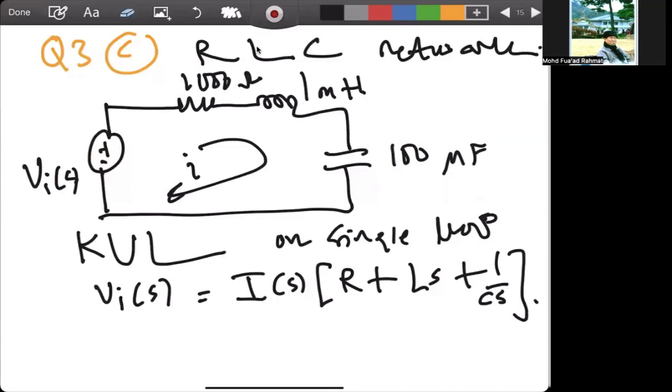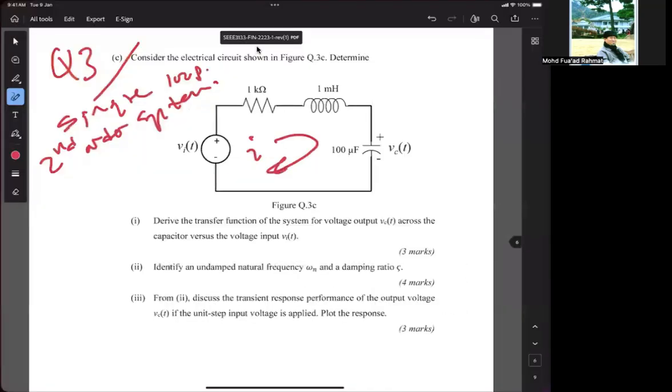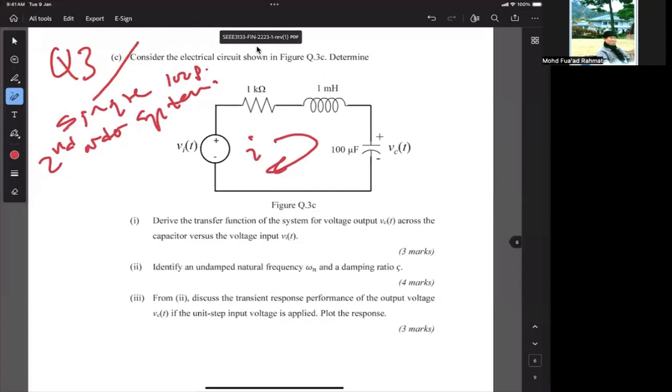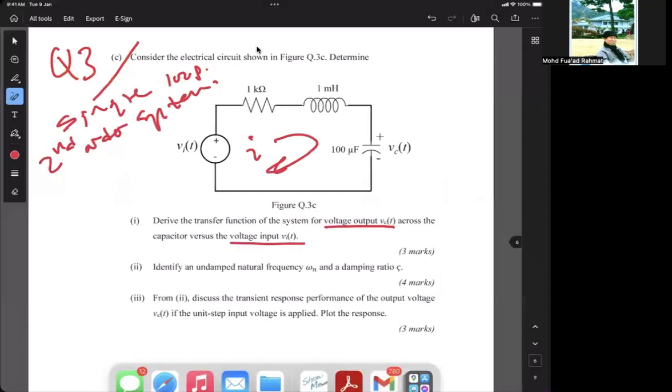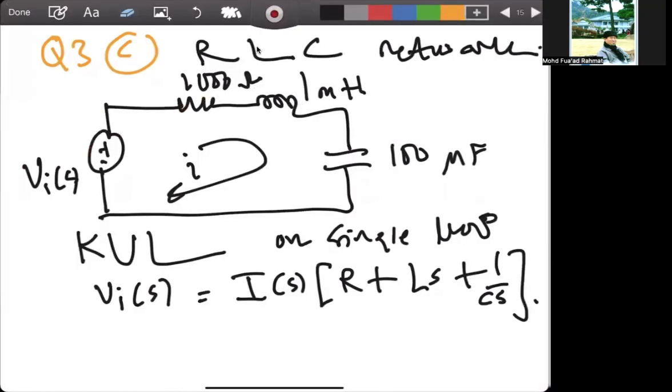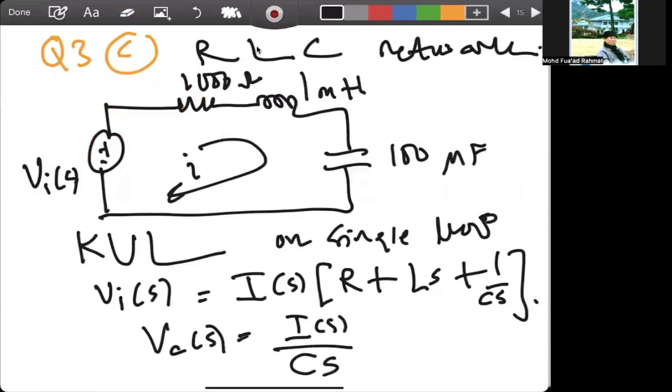And what is the output? The output is the voltage output VC. VC is the output, VI is the input. So VC is the output, so VCS. Okay.